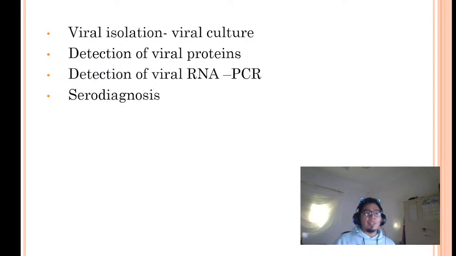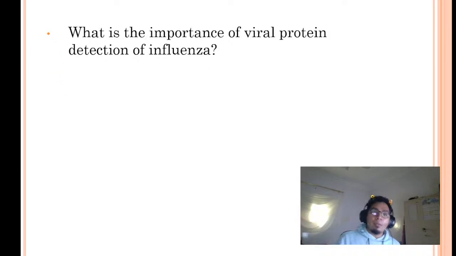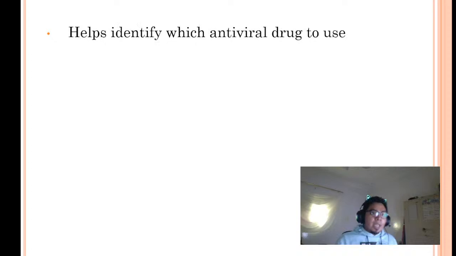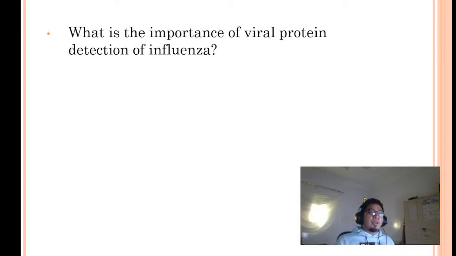All right, and serodiagnosis is another way we can diagnose it, whether it's determining which hemagglutinin mutation or neuraminidase a person has, or the infection. I'm talking about the infection, or whether or not the patient has influenza or not. All right, let's move on to the importance of the viral proteins. It helps identify what antiviral we're going to use. Yes, there are antivirals that we can use for the orthomyxoviruses.